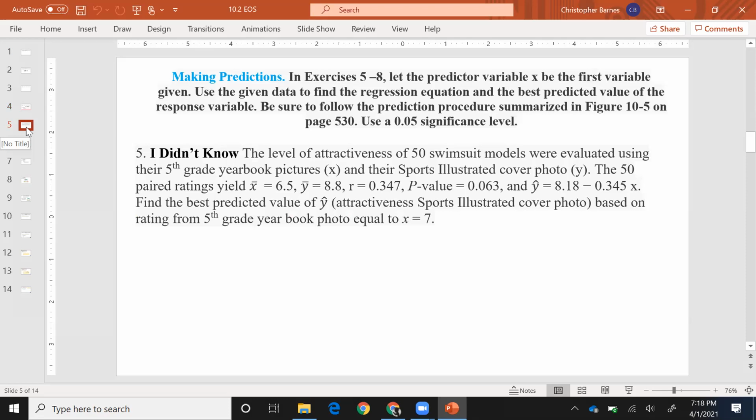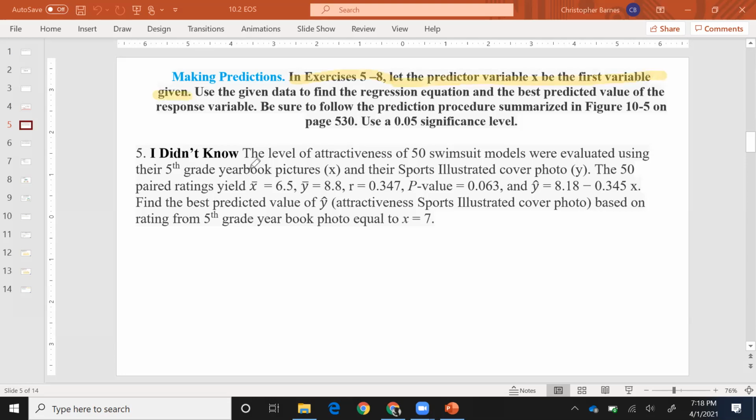Now, as I always say, the most important thing is to make sure that they have read these instructions. There's a lot of people who try to do these problems in the class and they don't even know what's being asked. Sometimes it will say, write the hypothesis, do this, do that, give the T critical. And if people haven't read this, then they don't give it to me and they lose points on it, right? So in exercises 5 through 8, let the predictor variable be the first variable given, right?